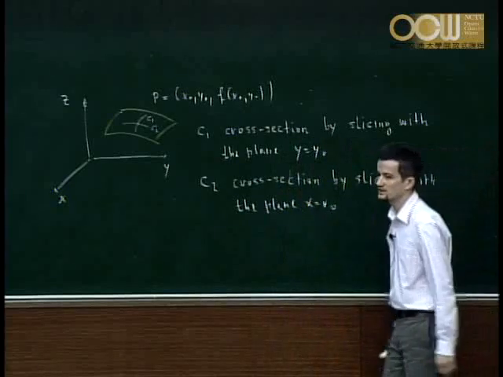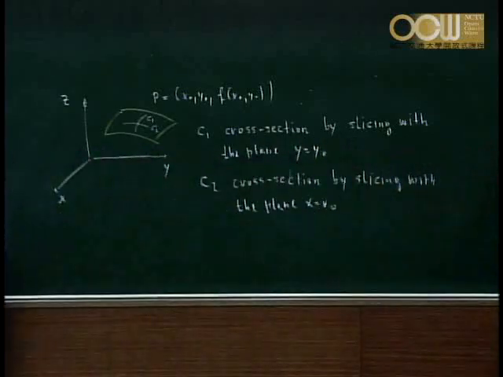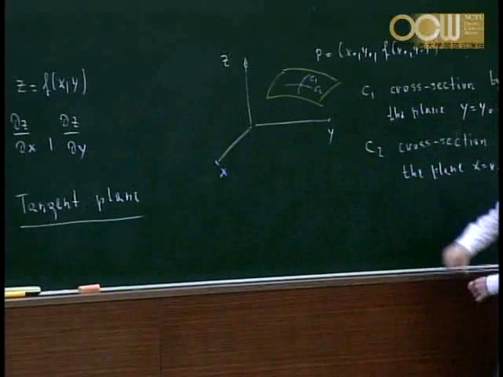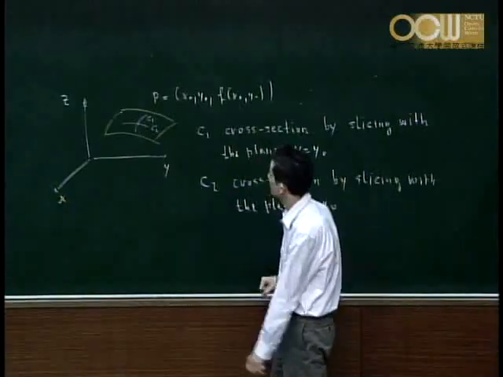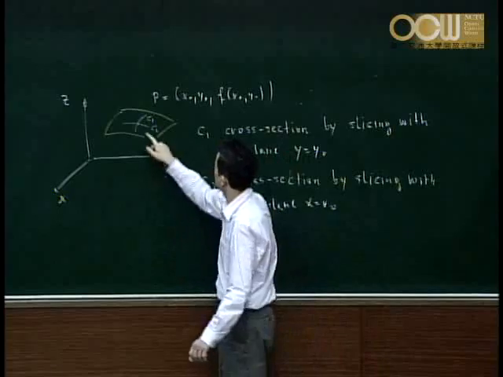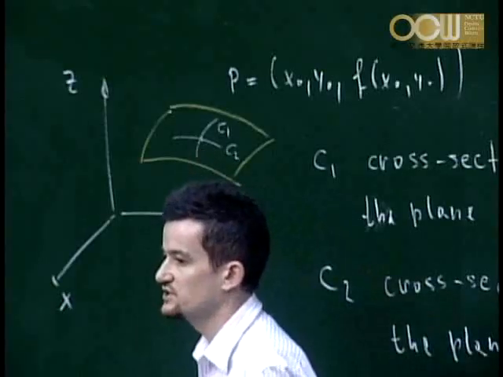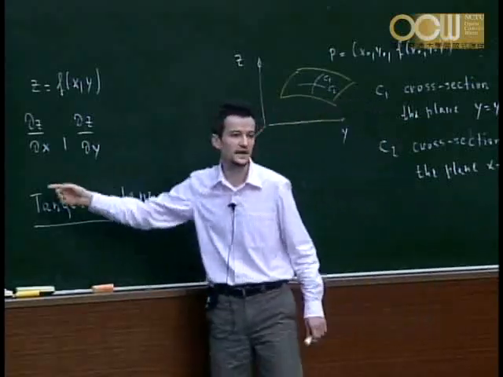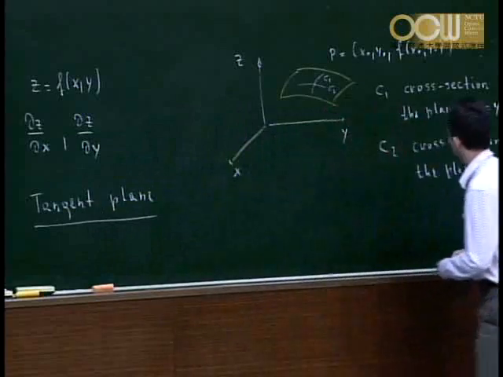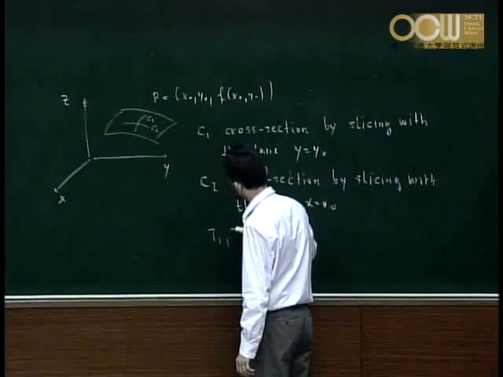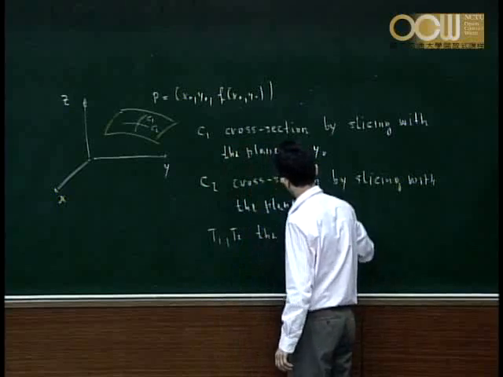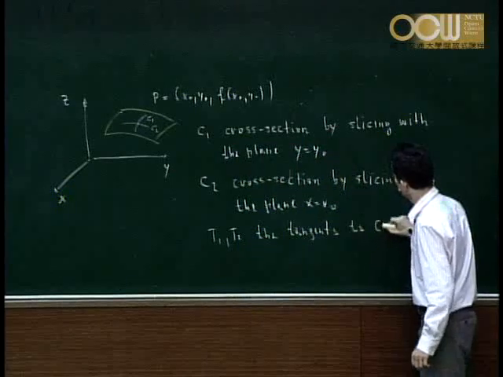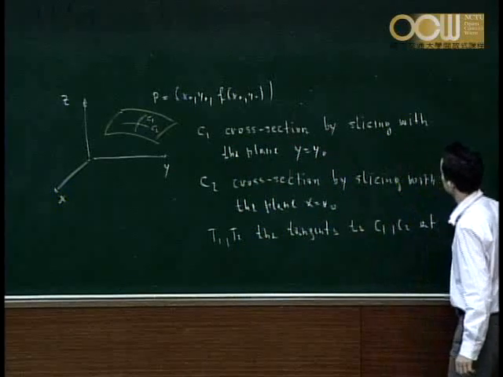Now both of them have a tangent, and we know that we can compute the tangent by looking at the partial derivatives. So you have a tangent to C2 at the point P and to C1 at the point P, and the slope of the tangent at the point P is given by the partial derivatives. This was one interpretation we had of the partial derivatives. So let's denote by T1 and T2 the tangents to C1 and C2 at the point P.